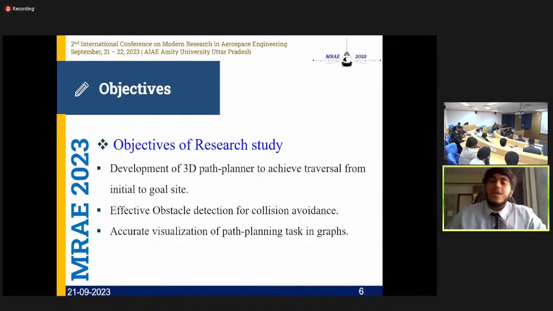Now, having laid out the motivation of our research study, these are the objectives we'd like to meet. The first is development of a 3D path planner to achieve traversal from initial to goal site, with effective obstacle detection for collision avoidance, and sensor data acquisition. Lastly, to validate all of this, we'd like to accurately visualize our task and obstacles through graphs, etc.